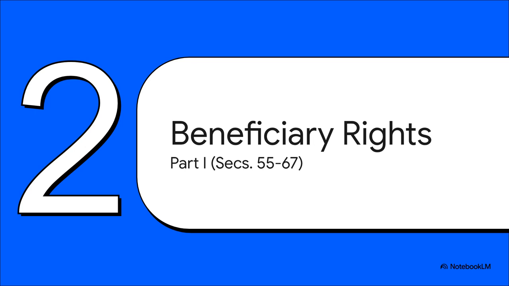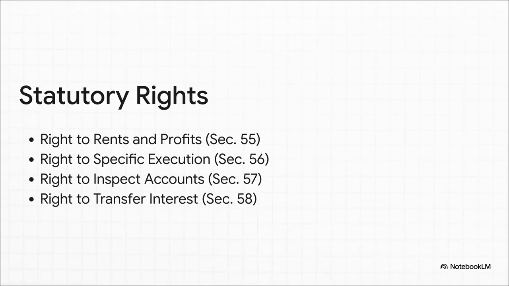Moving on to Section 2, Part 1, Beneficiary Rights, encompassing Sections 55 through 67. Now, in your exam scripts, make sure you write Part I in block letters, okay? This is the absolute core of your 16-mark answer. Let's break down the statutory rights, Sections 55 through 58. We have the right to rents and profits under Section 55, the right to specific execution under Section 56, the right to inspect accounts under Section 57, and the right to transfer beneficial interest under Section 58.